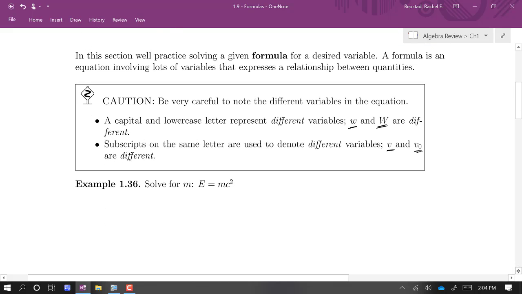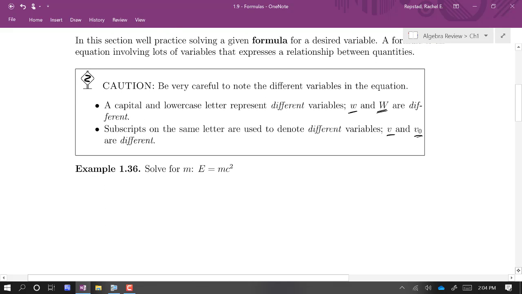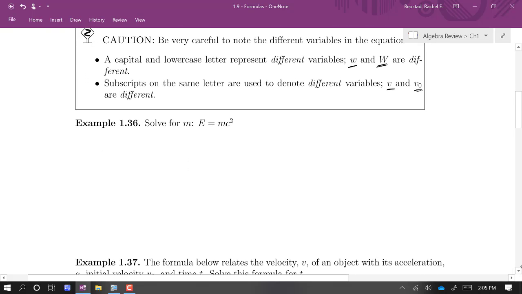This is just going to give us practice in being a little bit nimble with these formulas, and being able to rearrange things is actually a good skill to have.